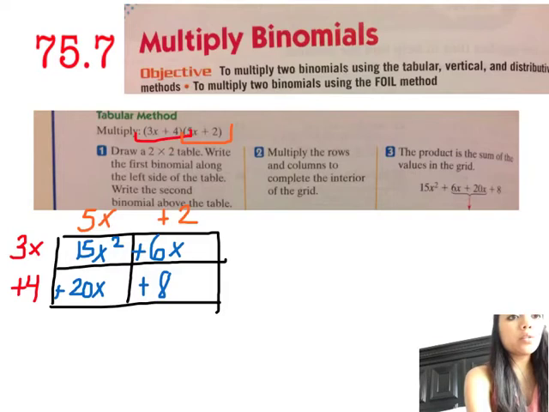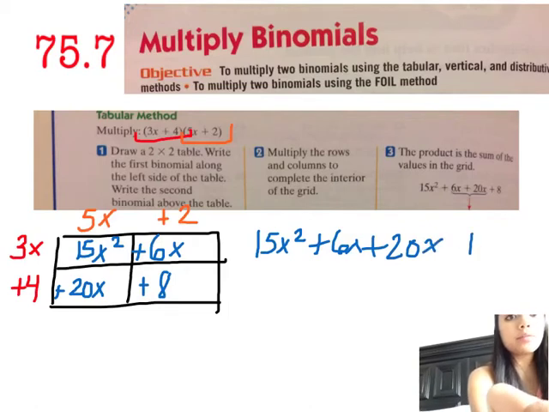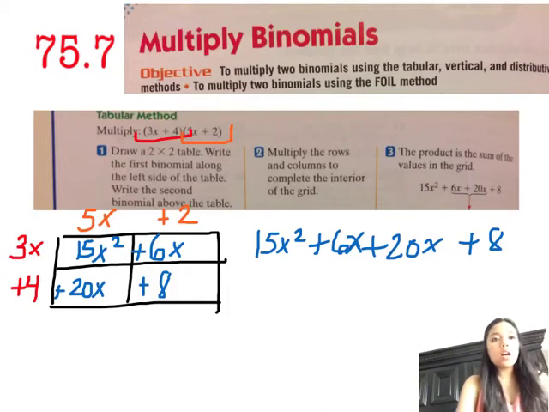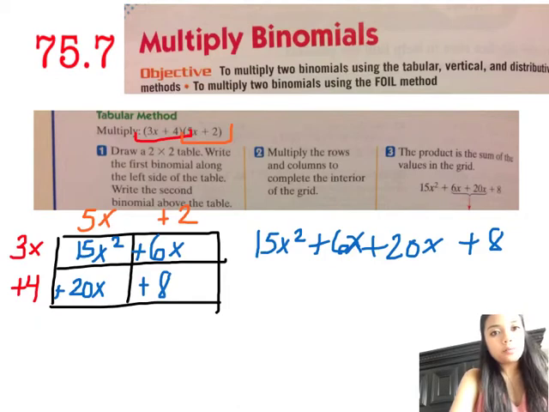So now I'm going to write it all out. This is step 3. 15x squared plus 6x plus 20x plus 8. Okay, that looks right. So now it says the product is the sum of the values in the grid. So there's only one more step I have to do. And I want you to think to yourself, what step is next?